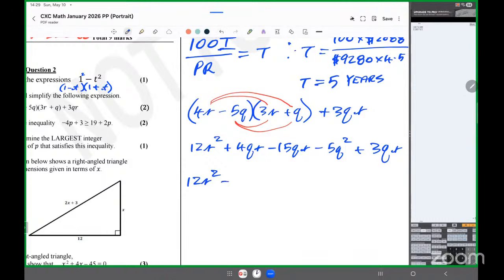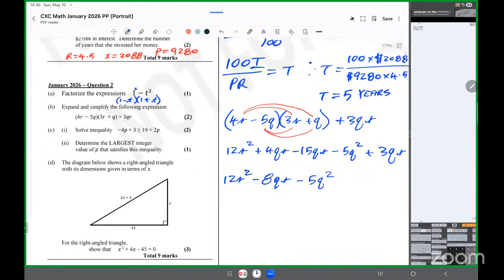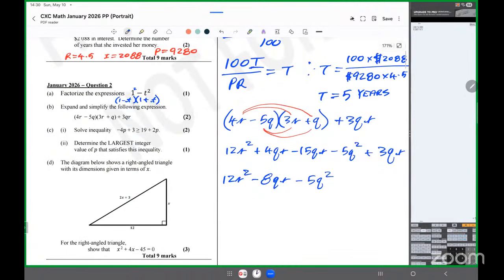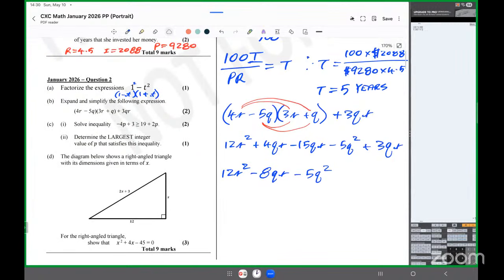That's negative 8qr. And then this is the only q squared term there, which is minus 5q squared. And that is it. 12r squared minus 8qr minus 5q squared. That is the answer for that one. All right? That is it. Make this small.